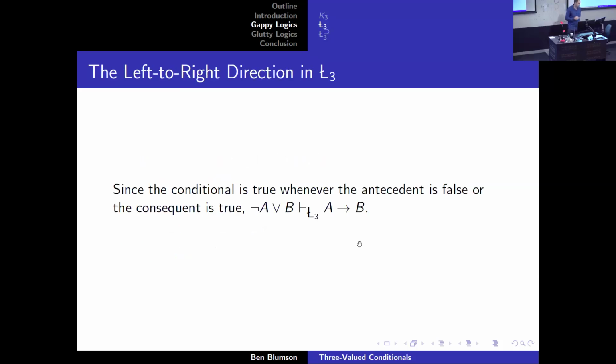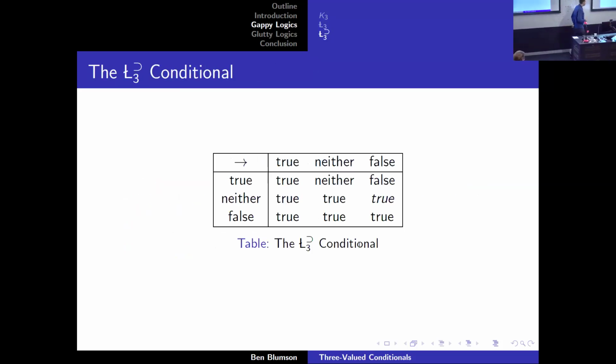So we can fix that. Okay, but the left to right direction is still true, even though the argument for it is not good anymore, which seems bad. We can fix that by changing another part of the truth table. So now we change this one from neither to true. In this case, conditional proof will be valid.